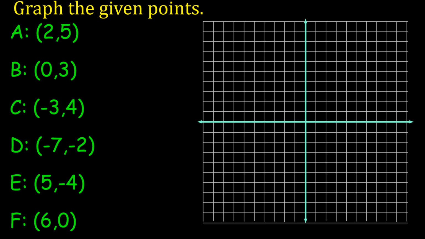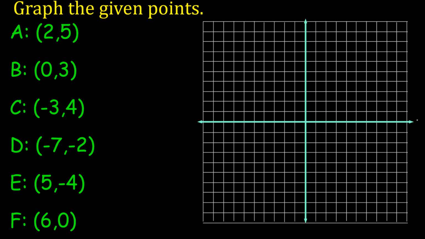In this video, we're going to talk about how to graph points on the coordinate plane. I've got 6 points here we're going to graph, and we'll talk about how to do this, what all the numbers mean and where they go. Over on the right here, this is called the coordinate plane.